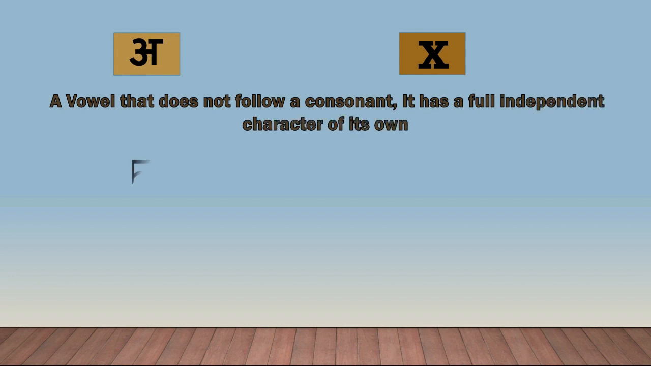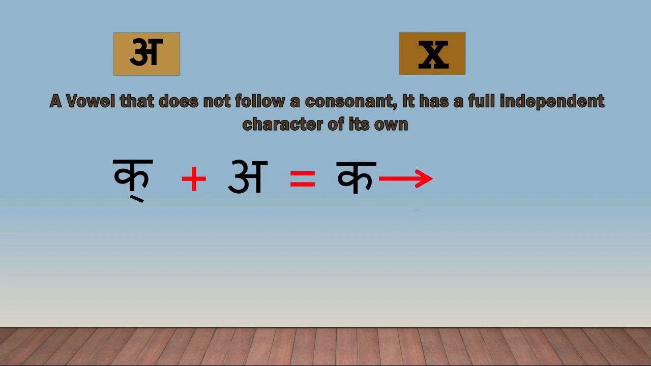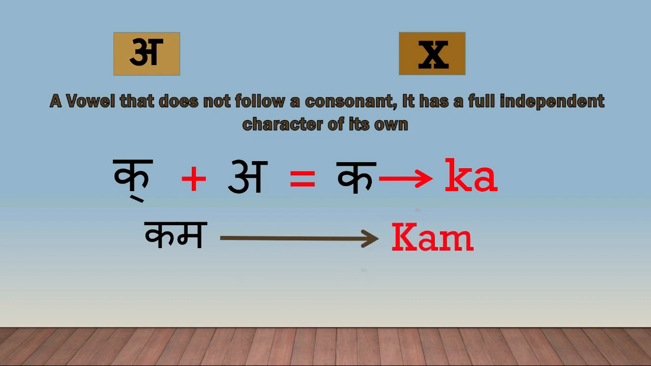Let's see an example. Ka plus A, Ka, which is consonant, and A is a vowel, but A doesn't have any sign. Ka plus A is equal to Ka. In English, it's K-A, ka. As a word, we pronounce as come. In English, it's K-A-M, come. Next, kar. In English, it's K-A-R, kar.